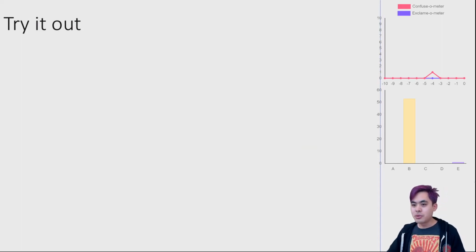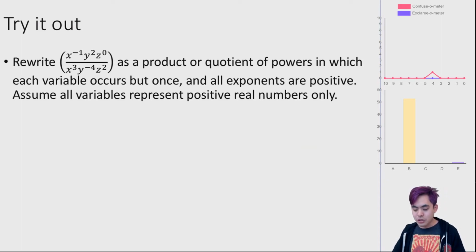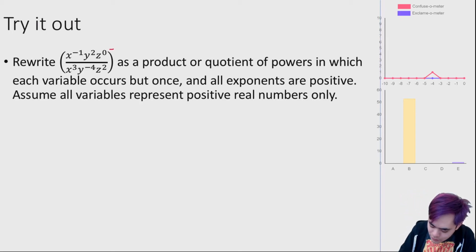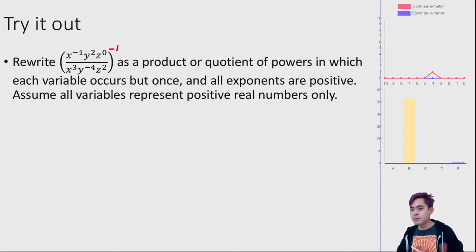Okay, so now let's try it out again. So I have a different problem here. I want you to rewrite, oh, actually, I wrote this problem down wrong. I should have a -1 there. Okay. So let's rewrite this as a product or quotient of powers in which each variable occurs exactly once and all exponents are positive. And we're going to assume that all variables represent positive real numbers only.